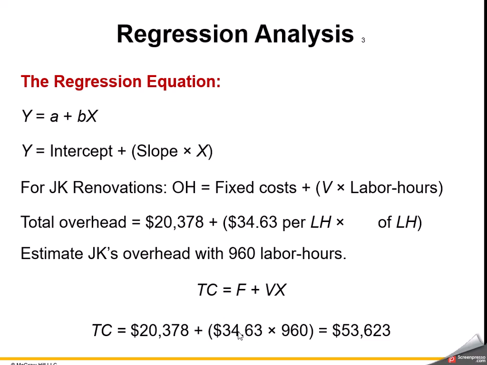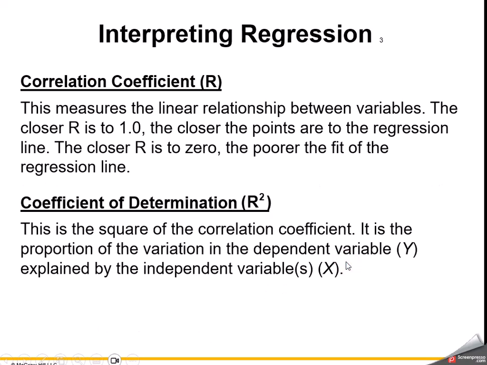$34.63 are our variable costs per direct labor hour. And then we plug in the 960 to get to what we estimate our total to be. And then when you run the regression, it'll also give you a correlation coefficient, and then the coefficient of determination squared. So these indicate the accuracy. So the closer to 1, the more accurate it is. So say it had a 0.96, it's like 96% accurate.